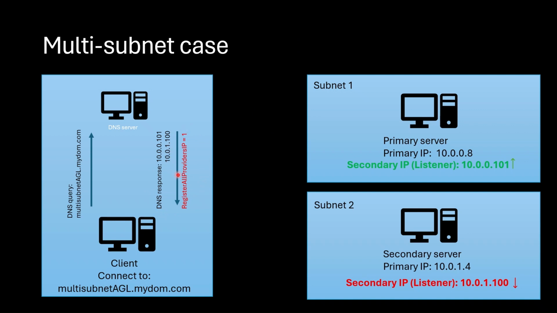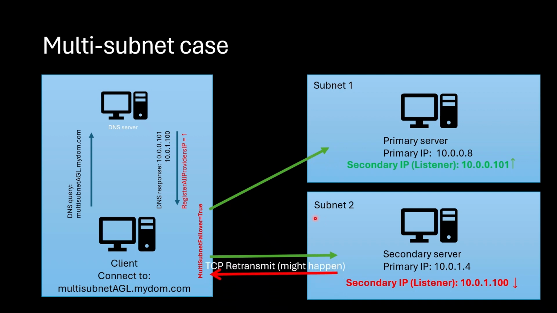So in this case, when a client makes a connection, there are two IPs. The client does not know who is primary and who is secondary. In this case, another parameter, MultiSubnetFailover, comes into play. If the client adds this parameter in the connection string, connections are made to all the registered IPs in parallel. The connection to primary is established while the connection to secondary does not happen. It might sometimes fail with retransmits, or the client does not receive any response from the secondary. In this way, the primary is identified and the connection to primary is established.